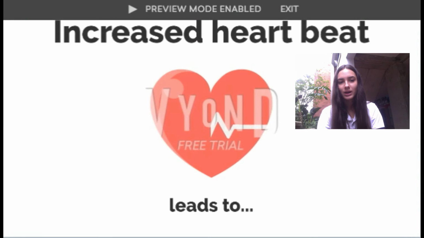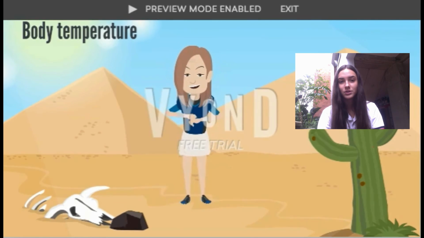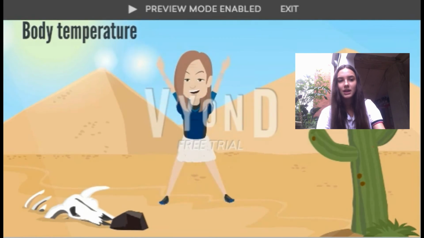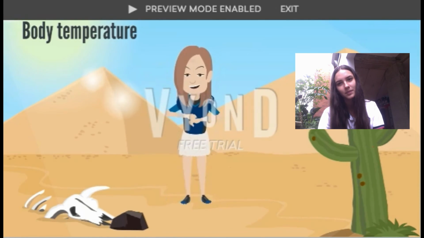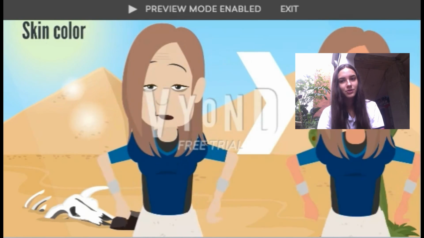Also, the increasing heart rate increases the delivery of blood to your skin, and increased blood flow to your skin and sweating cause dissipation of heat. So that's why your temperature gets higher.